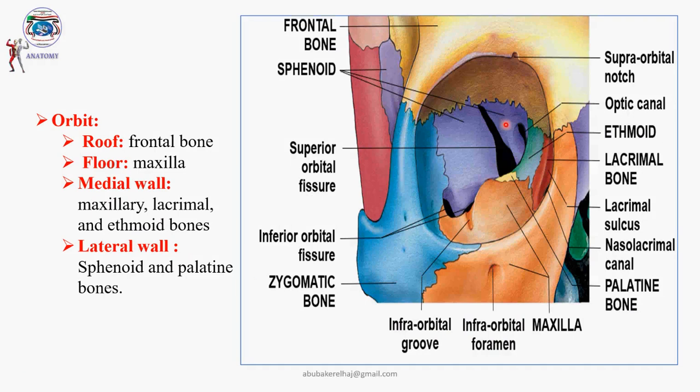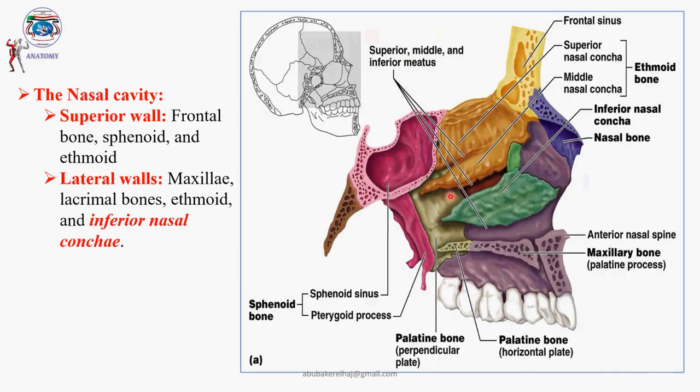The orbit consists of a roof, as you see here, and a floor, and also we have a medial wall and a lateral wall. Most of these bony parts share together to form the different walls of the orbit. The lateral wall consists of the sphenoid bone, and most posteriorly we have the palatine bones, related nearly to the posterior nasal apertures.